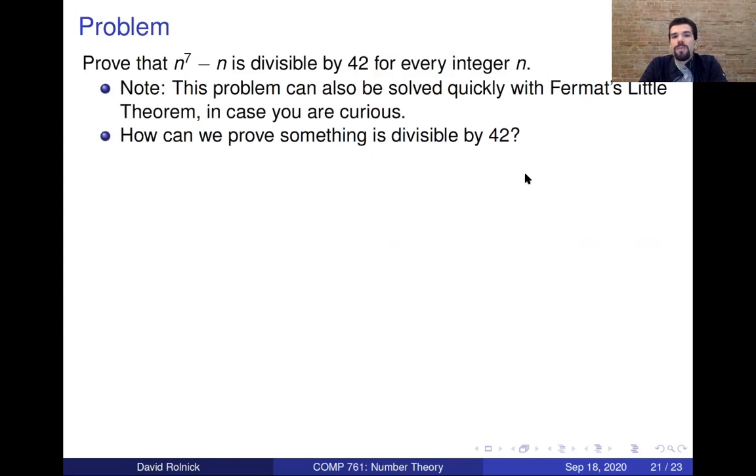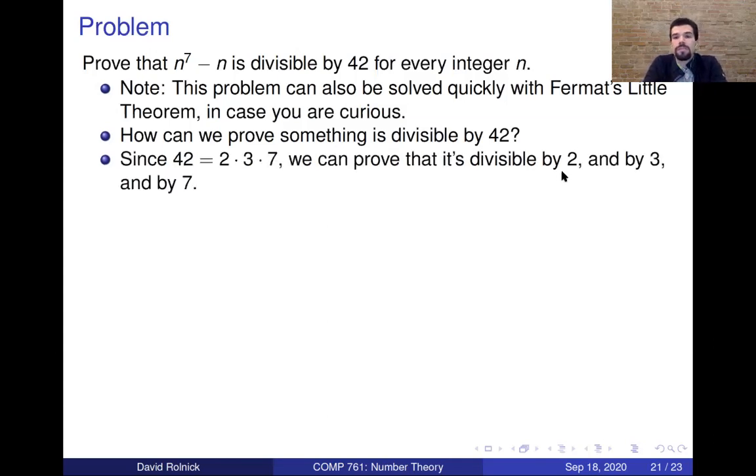So how could we quickly prove that something is divisible by 42? Or what would be a way to prove that something's divisible by 42? We could show that it's 0 mod 42. That would absolutely be something we could do. Another thing we could do is show it's divisible by all the divisors of 42. Both are perfectly reasonable approaches. I'm going to take the approach of 42 is equal to 2 times 3 times 7. So we could prove that it's divisible by 2 and also by 3 and also by 7.